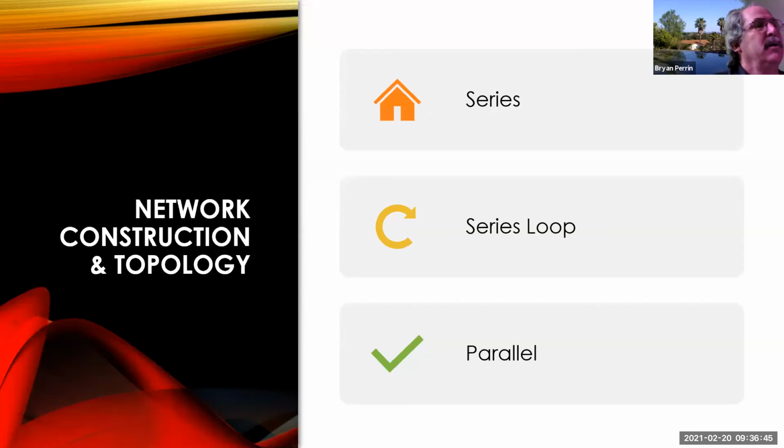So, network construction. Here are the different terms: series, series loop, parallel. So modules connected in a line, often called daisy chained. Lights are a good example. This is not a parallel network where we are just jumping them one at a time. We also have a series loop. This is where modules connect in a line, but the ends connect to form a circle, also called a ring network.